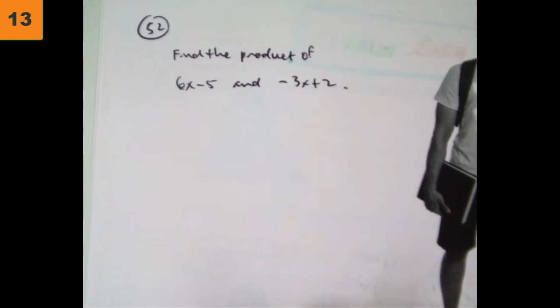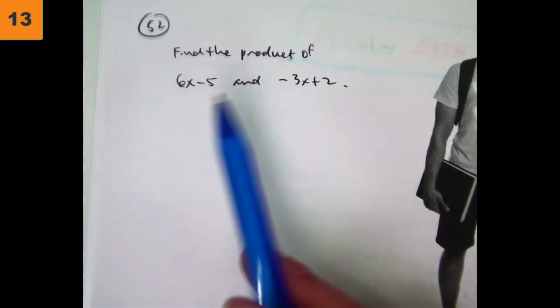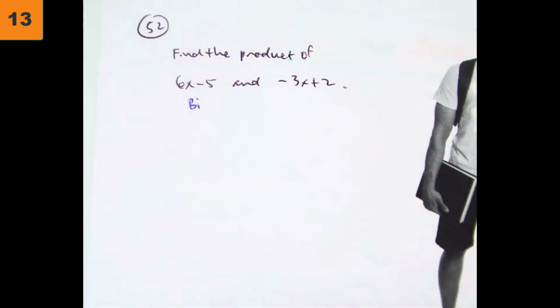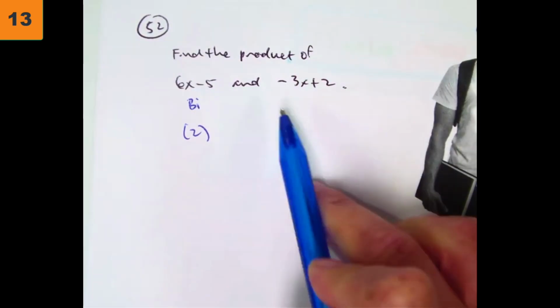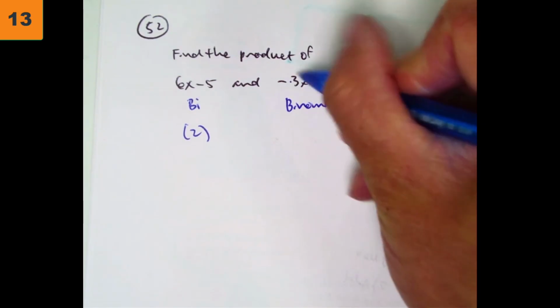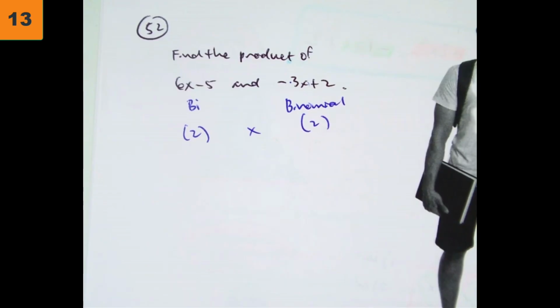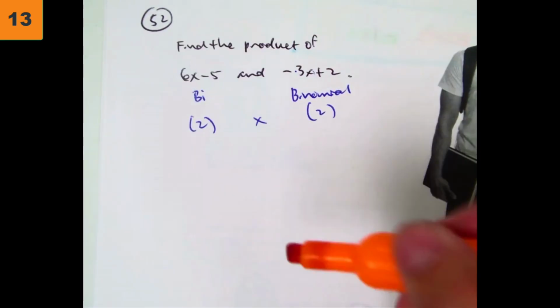Alright, this problem says find the product of 6x minus 5 and negative 3x plus 2. Class, what kind of omial is this? How many? Binomial. So bi means what number? And this one is a binomial. 1, 2 terms, and that is 2. So class, what is 2 times 2? That tells us how many boxes to draw.